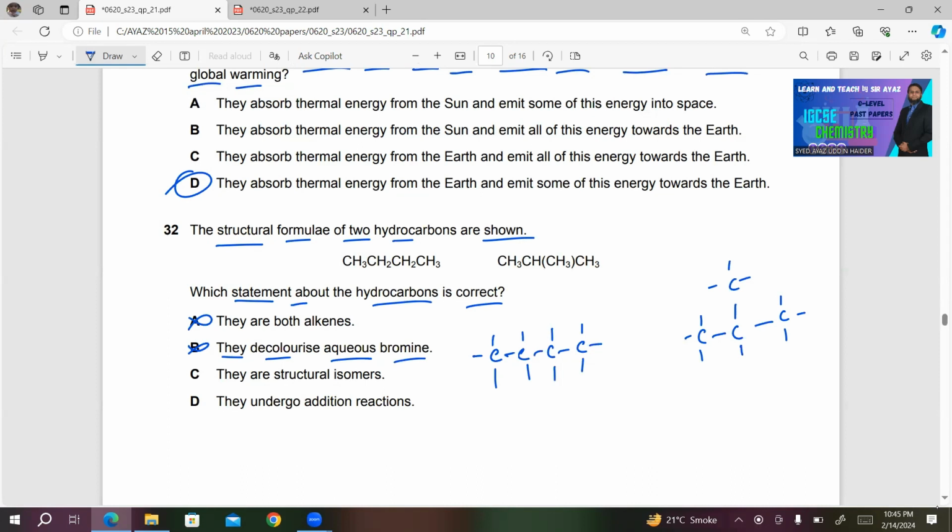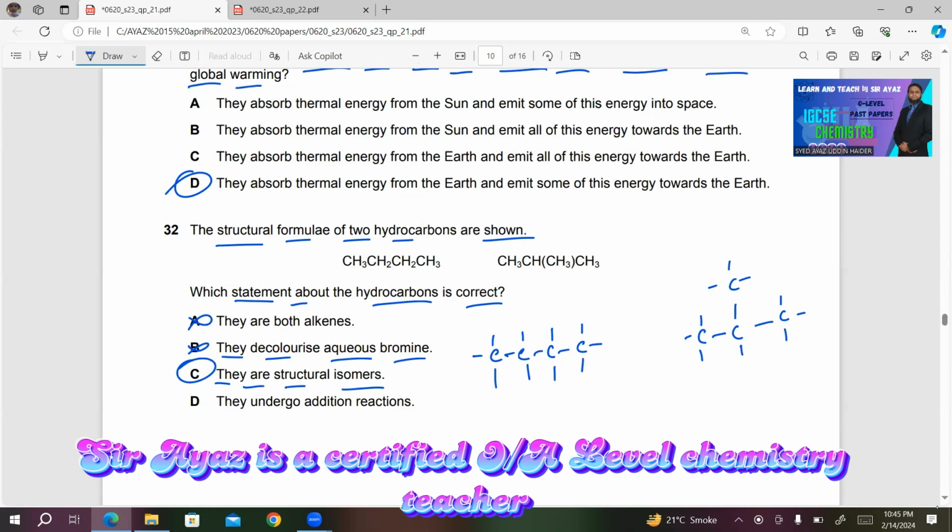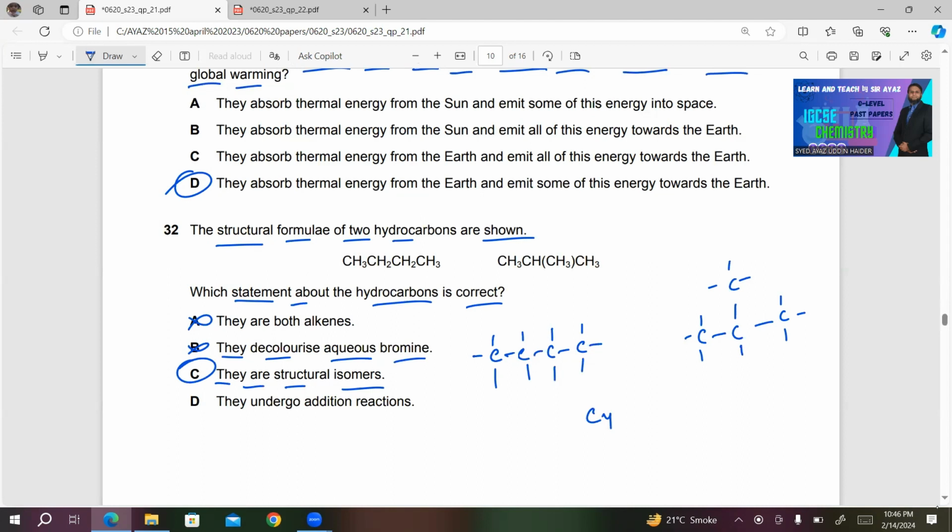See, they are structural isomers. Yes, this is correct. They are structural isomers. You can see the difference in the structure. They have the same molecular formula but different structure. If you write the molecular formula, you will get C4H10 for both of these. Number D, they undergo addition reaction. This is also incorrect. The reason is that for addition reaction, there must be at least one carbon-carbon double bond in the structure.